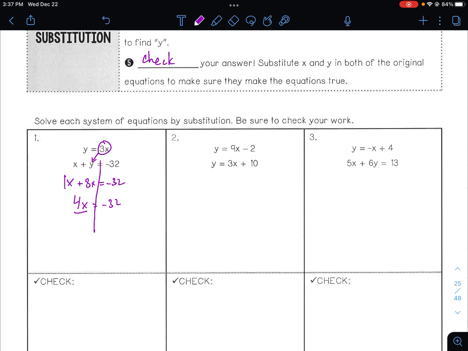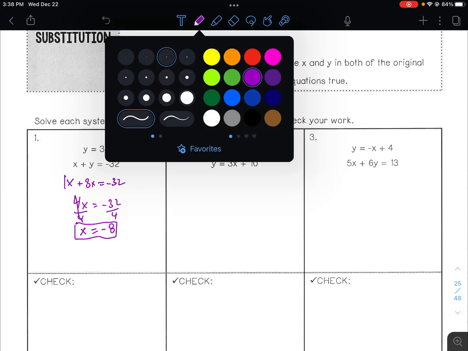How do I solve for x? Well, divide by 4 on both sides, that cancels. X equals, what is that? Negative 8, I believe. So now I found x. Now that I found x, I can substitute x, negative 8, into either the top equation or the bottom equation to find the value of y. So let's substitute it in.